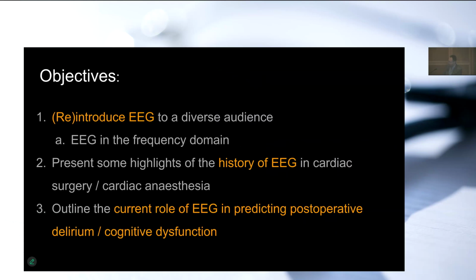So I will basically reintroduce the EEG, because you all learned about EEG to a degree, to a diverse audience with hopefully some elements that are of interest to many people. I'll talk about the history of EEG in cardiac anesthesia and in cardiac surgery. And then I'll outline maybe the role of EEG in predicting perioperative adverse outcomes in cardiac surgical patients today.